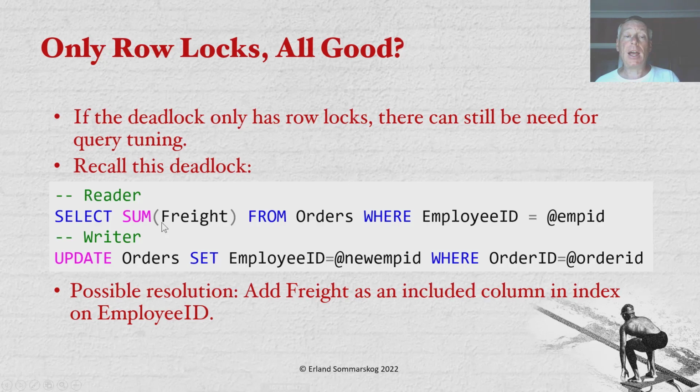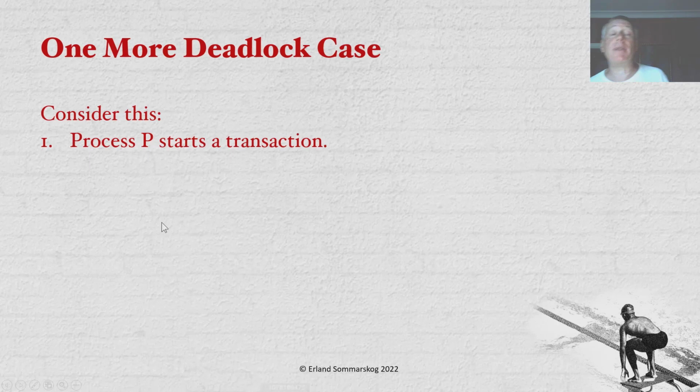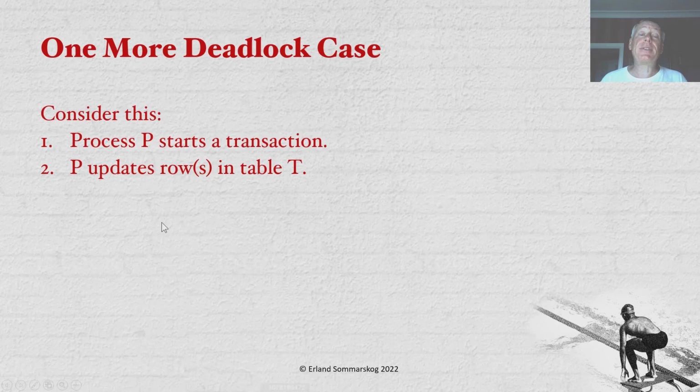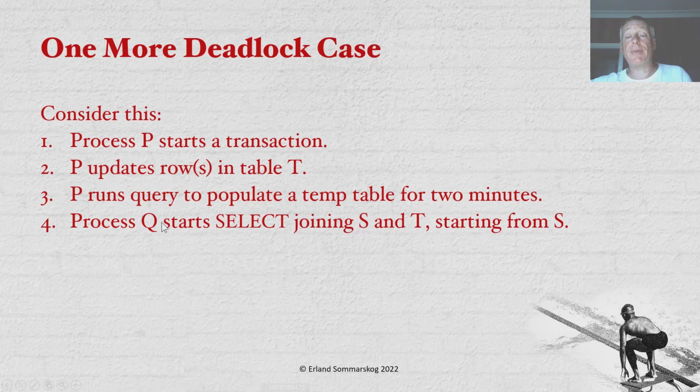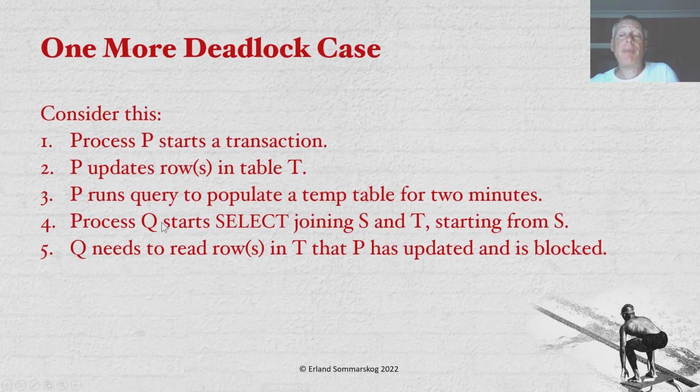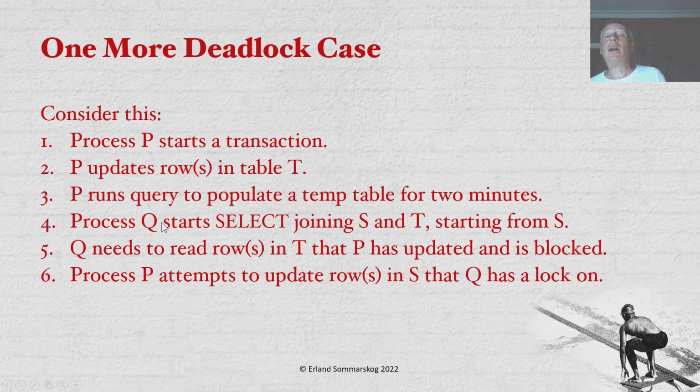Now, it's another deadlock case that I'm not going to show you in XML. I'm only going to describe it because it's a multi-statement case. So we have a process P and it starts a transaction, and it updates one or more rows in table T. And then for some reason, P goes and runs a query to populate a temp table, presumably using some of these updated rows, and that query runs for 2 minutes. In the meanwhile, process Q starts to select joining S and T, and it starts with reading rows from S, and then it needs to read rows in T, but it's being blocked by P because it updated those rows. And eventually P completes and tries to update a row in S that Q has locked, and boom, we have a deadlock.